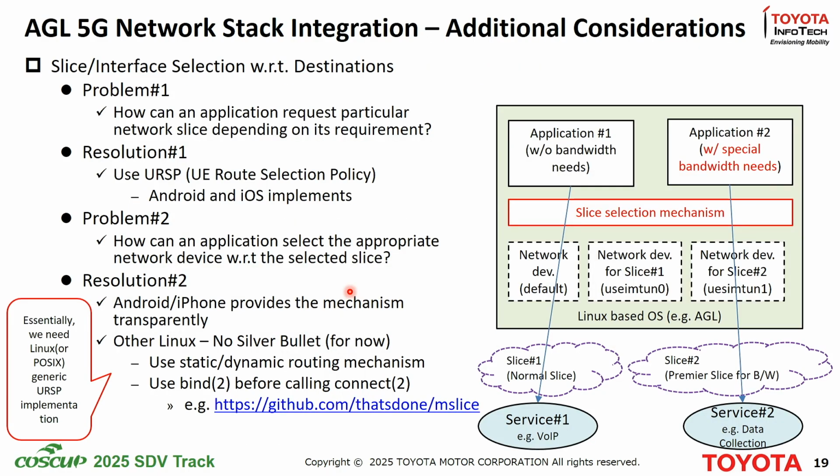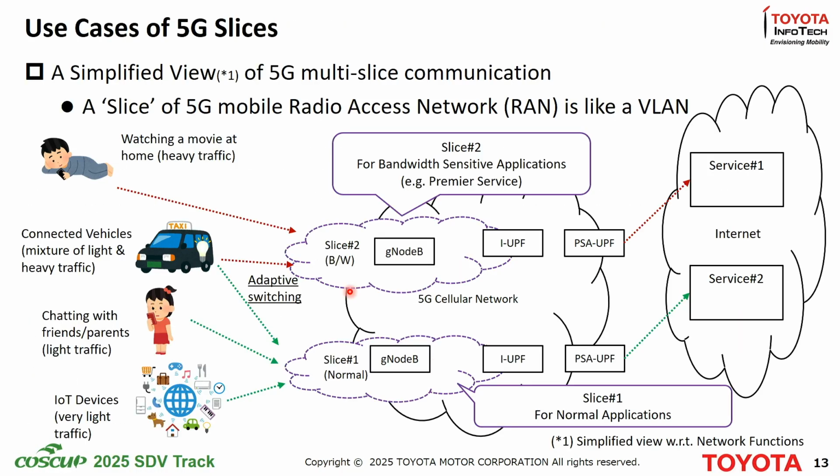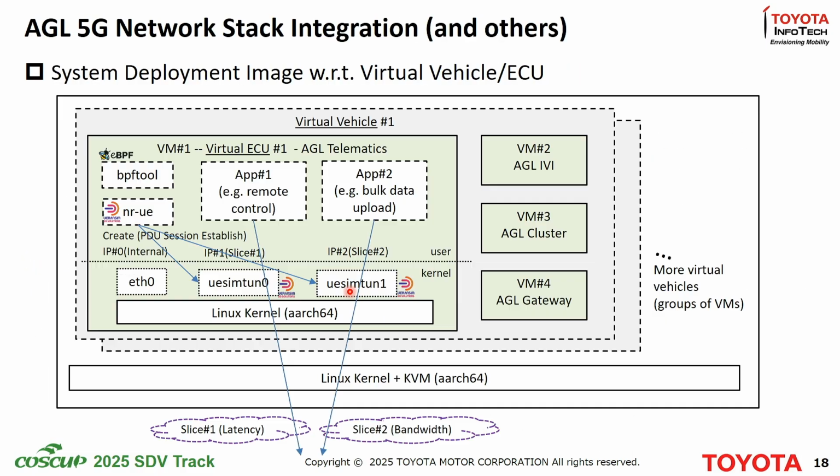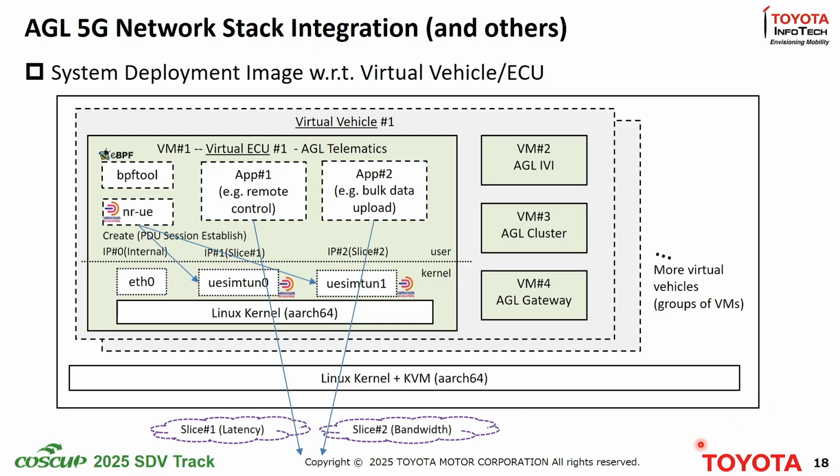And one more topic is, as I mentioned in this diagram, what we want to do is adaptive switching between multiple slices. For example, when we want to upload large data to the Amazon S3 service, we want to use a bandwidth optimized slice. And in order to do so, depending on the target, we have to change the exit tunnel. Okay, am I clear?